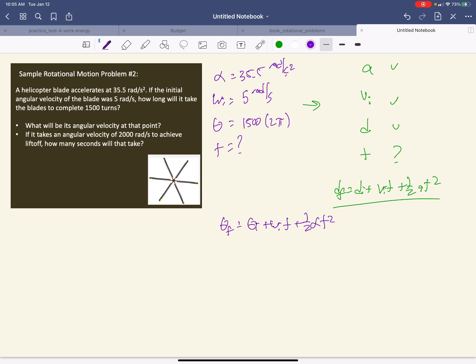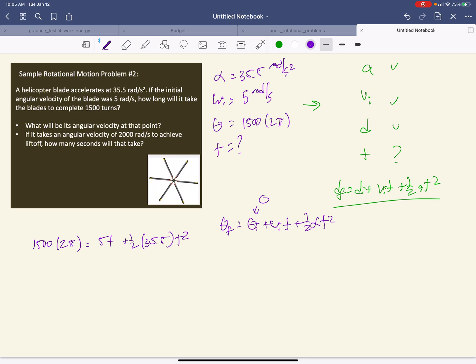And now all we're going to do is solve. So theta f, it's 150 turns, so this is going to be 150 times 2 pi. And that's going to equal, now this right here, the initial was 0, hadn't been turning yet. Or at least we're not interested in what had turned before the problem started. So from the minute the problem starts, how many turns? And that's why we're going to set that as 0. And the initial was 5, and we don't know the t. And 1/2, and now the alpha is 35.5, and then t squared.